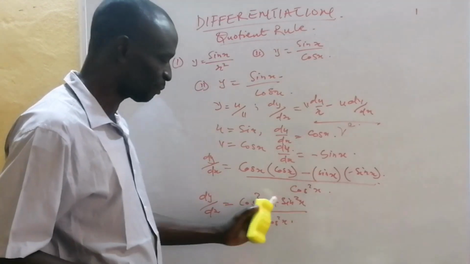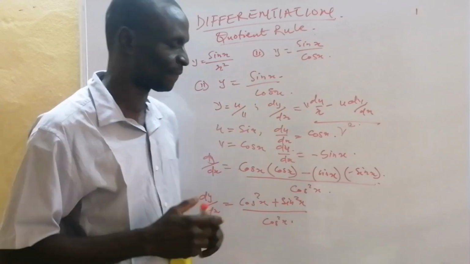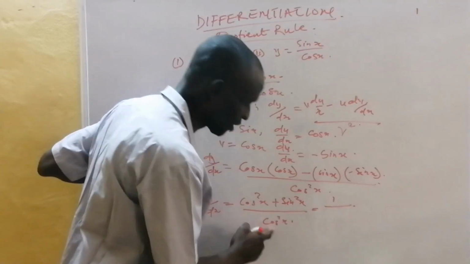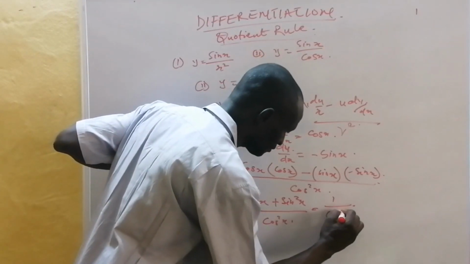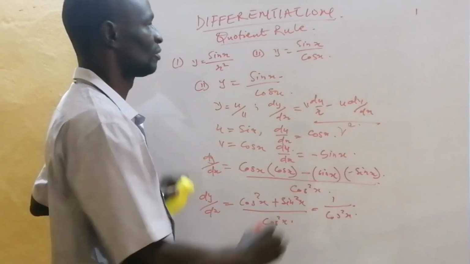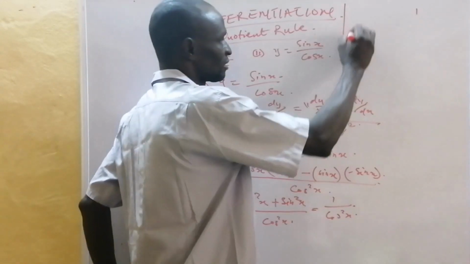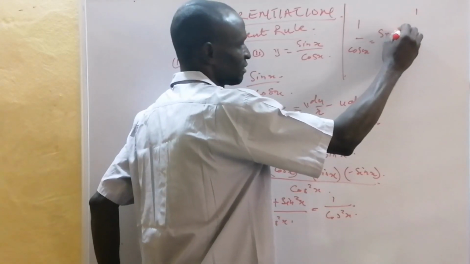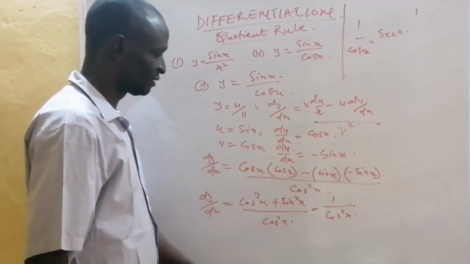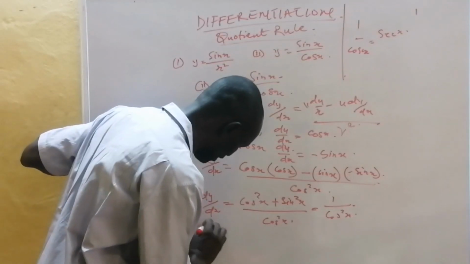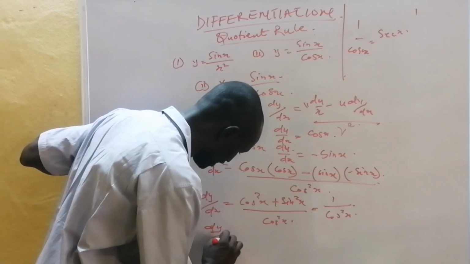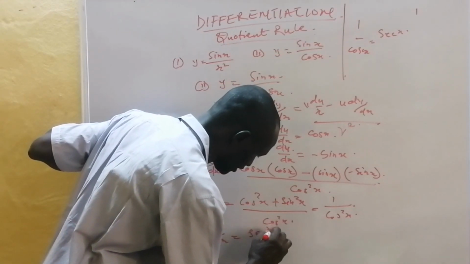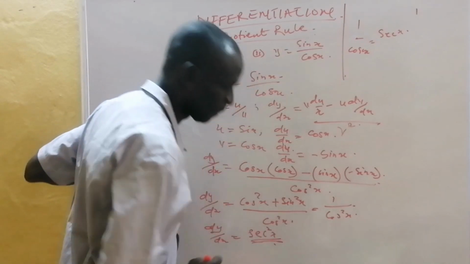Now cos squared x plus sine squared x is 1. So I can put 1 here over cos squared x. Now 1 over cos squared x, 1 over cos x from trigonometry is sec x. That means I can easily say my dy/dx is equal to sec squared x.